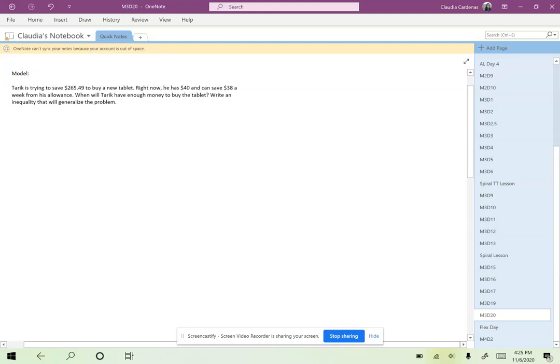Alrighty, so today we're focusing on writing inequalities from word problems, and we want to know what is the main difference between equations and inequalities. Well, we know it's a symbol. Instead of an equal sign, there's an inequality sign. Well, actually, how many inequality signs are there? Let's just go over it really quickly because there are four.